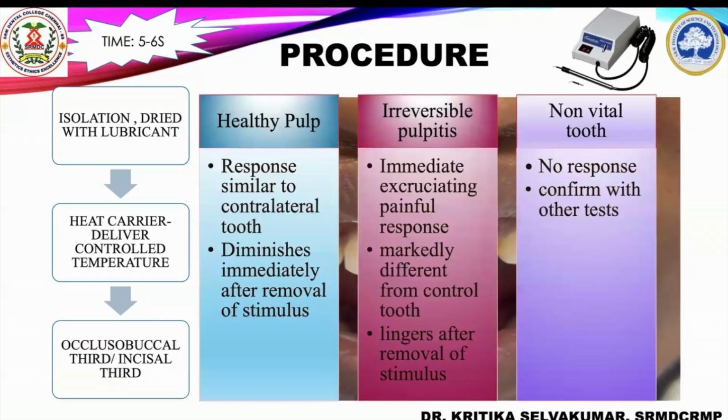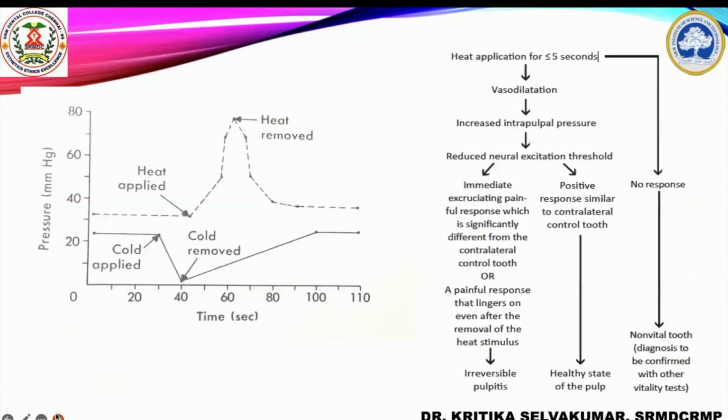The types of responses that can be elicited are: in case of healthy pulp, it responds similar to the contralateral tooth, and once the stimulus is removed, the response, that is the pain, immediately diminishes. Whereas in case of an irreversible pulpitis, there's an immediate excruciating painful response which is markedly different from the control tooth and lingers even after the removal of the stimulus. In case of a non-vital tooth, there is no response, and this needs to be confirmed with other tests. The duration of placement of the stimulus is approximately 5 to 6 seconds because it needs to reach the C fibers which are present in the core of the pulp.